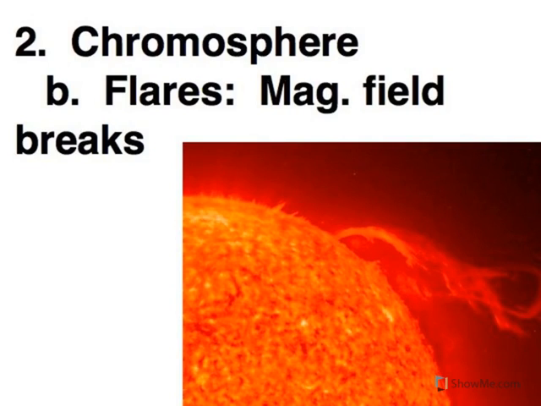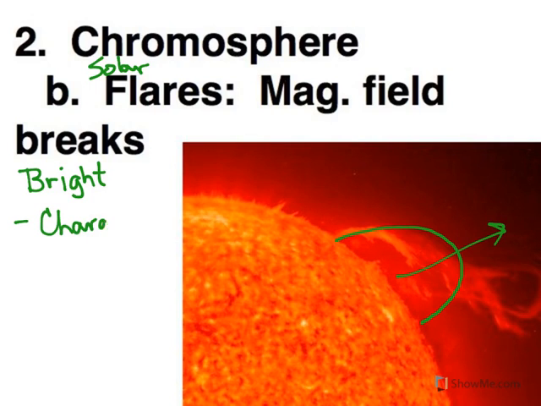Also associated with the chromosphere are flares, also known as solar flares. And so that same kink that we just saw with the prominence can break. And when it breaks, you're going to have material shoot away from the sun. And that's a solar flare. So it's going to look bright because it's shooting out material. And you will get charged particles shot out.